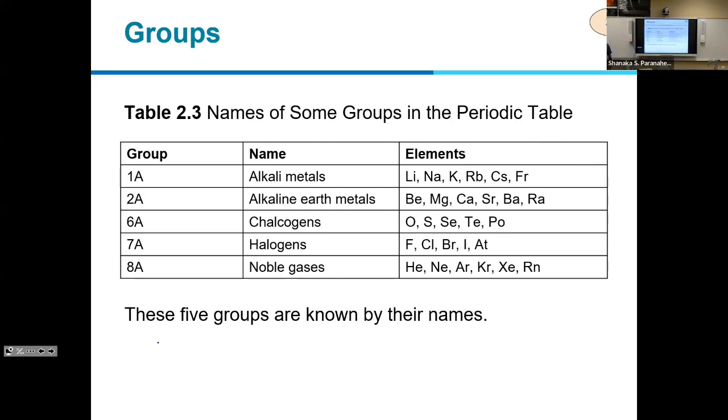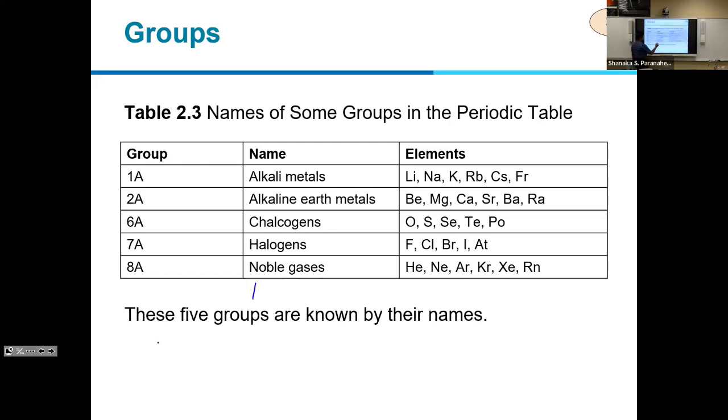Group 2A is the second column, and it is called alkaline earth metals: beryllium, magnesium, calcium, strontium, barium, and radium. Group 6A, which is the oxygen group, is called chalcogens. Group 7A is called halogens, from fluorine to astatine, and 8A is called noble gases.